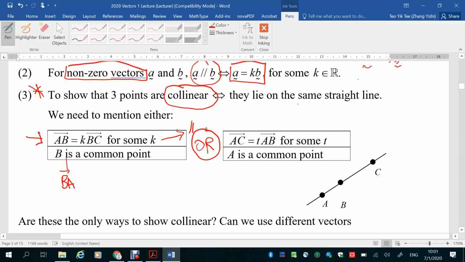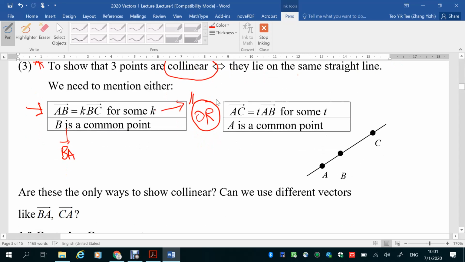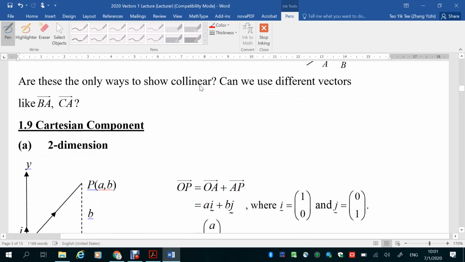Is this all? Can I use any other vectors instead? How about BA and CA? Can. I can use anything, so the choice is yours. As long as you can prove to me that two vectors are parallel, and there's somehow a common point in between, and please specifically mention the common point, you can prove the points are collinear. So what's good? Okay, now ready for the big game.